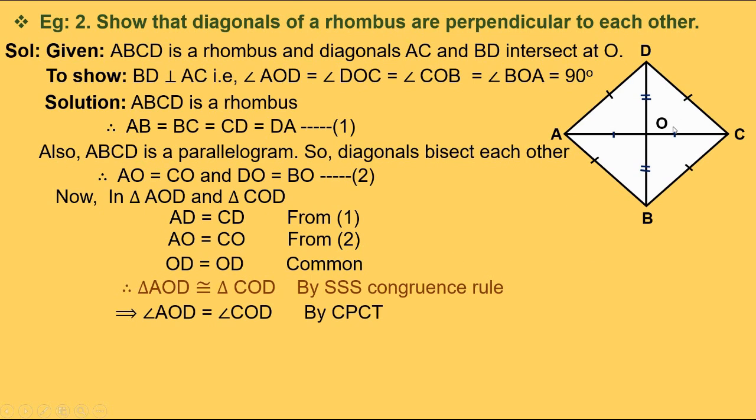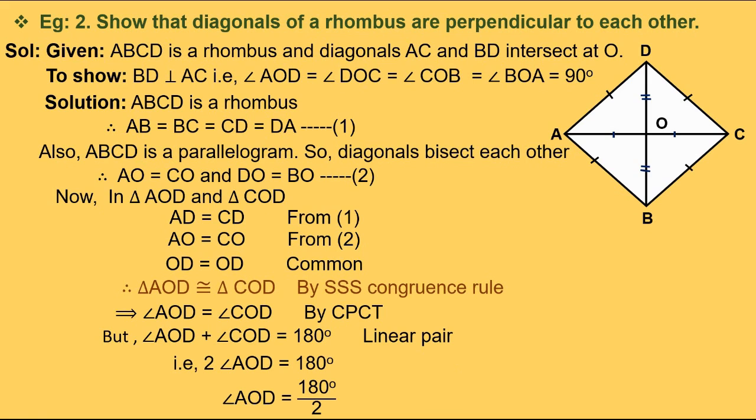But angle AOD plus angle COD is equal to 180 degree because they make a linear pair. That is, twice angle AOD is equal to 180 degree. Angle AOD is equal to 180 degree by 2.